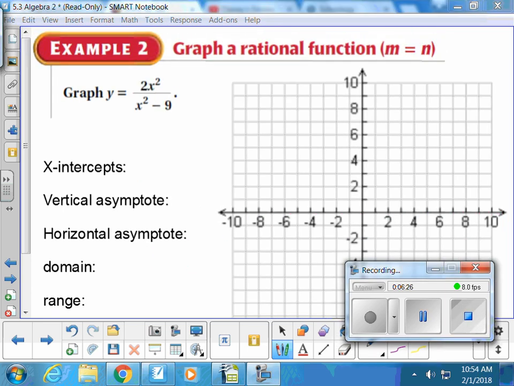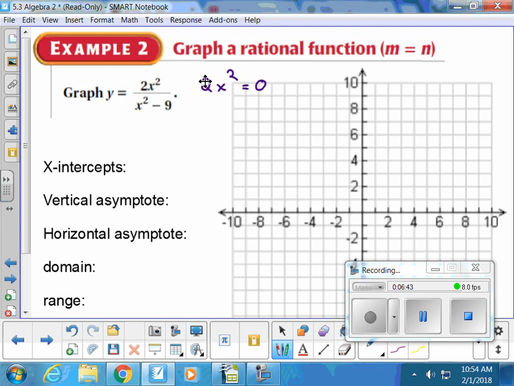We are back live. All right, let's follow our 3 steps. What is step 1? Set the top equal to 0 and solve. That will give you your x-intercept. So help me solve this. Divide by 2 on both sides, and then square root 0. So we just figured out that x equals 0 is an x-intercept.